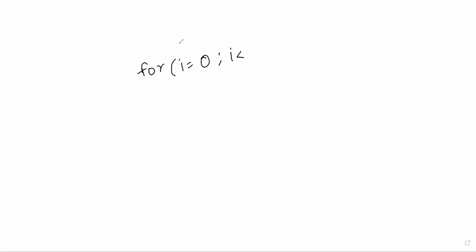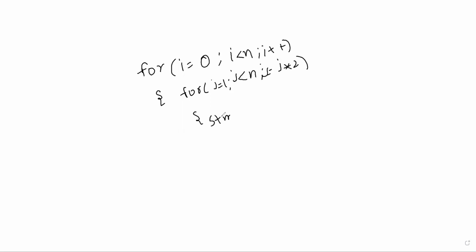For i equals 0, i less than n, i plus plus, and for j equals 1, j less than n, j equals j times 2, and there are some statements. See, for j equals 1, j less than n, j equals j times 2. What is the time complexity of this? Take your time.